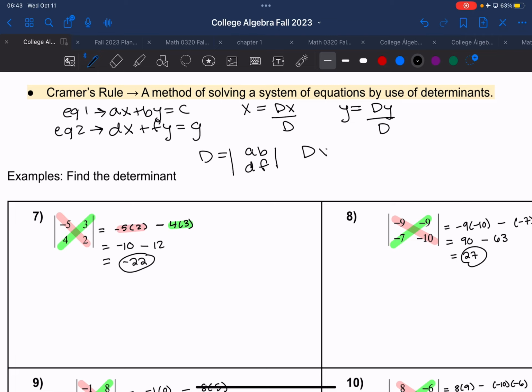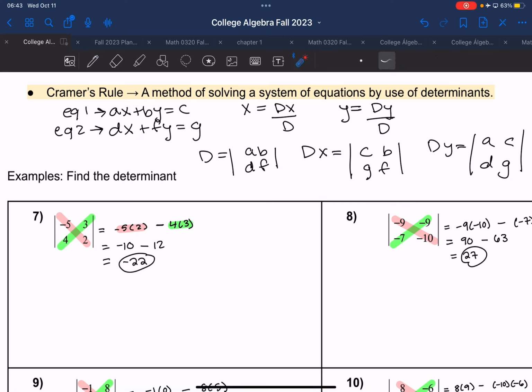Okay? The determinant x, sorry, I keep mixing up the names. The determinant x is the same as saying C, B, G, F. Where are we getting the C, B, G, F? Still from our equations, C, B, G, F. And then lastly, the determinant y, we get A, C, D, G. So again, from our equation, A, C, D, G.